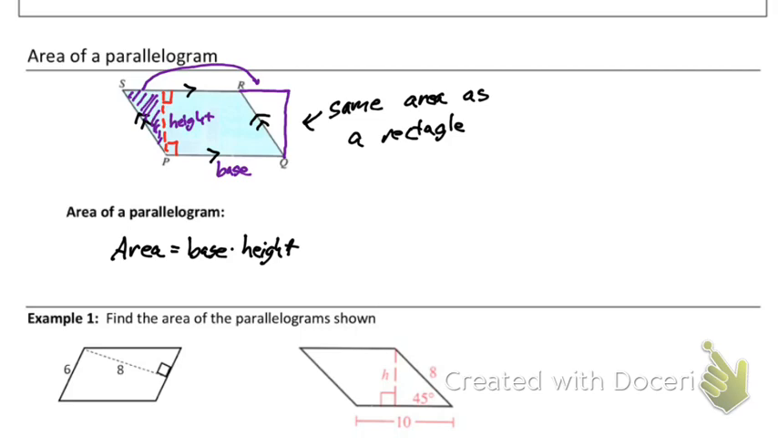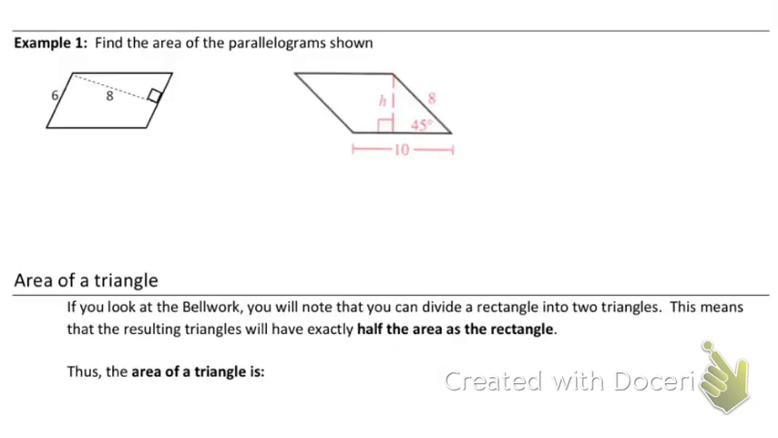Let's go down to example 1. Example 1 has 2 parallelograms that I find. The first one I find really interesting. It says, find the area of the parallelograms shown. Your height is not always just up and down. I can draw these shapes however I want to.